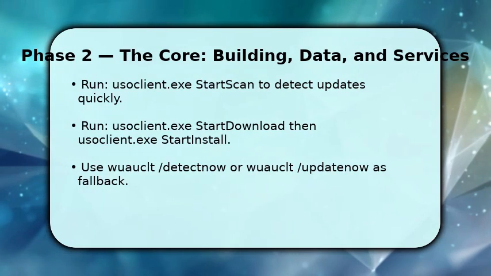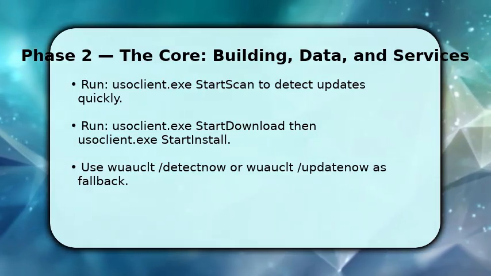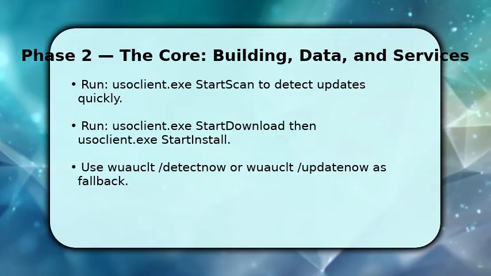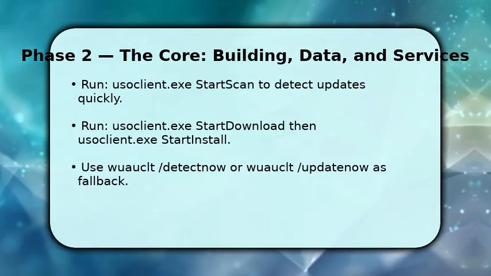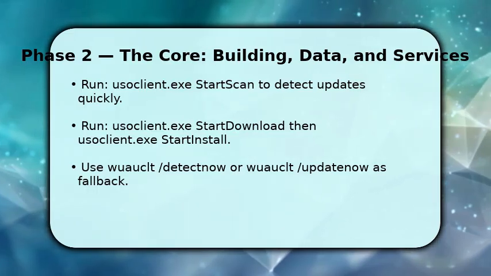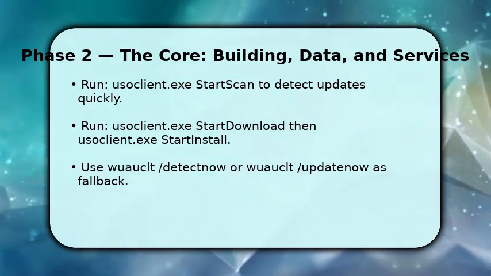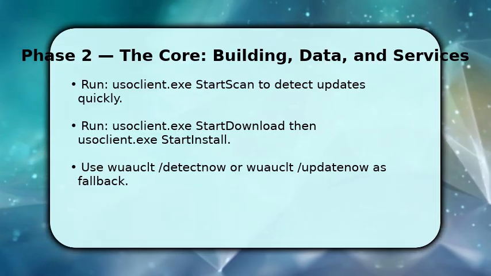You'll trigger detection, download, and install phases from the command prompt. This is faster than GUI clicks. First, run UsoClient.exe StartScan to ask Windows to check for available updates, then run UsoClient.exe StartDownload to pull packages and UsoClient.exe StartInstall to apply them.